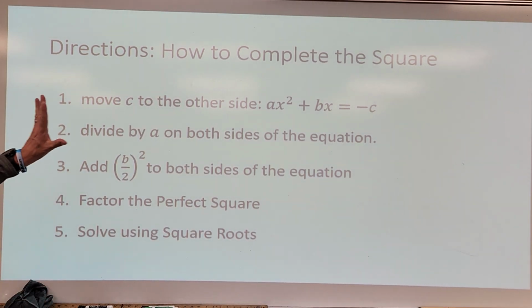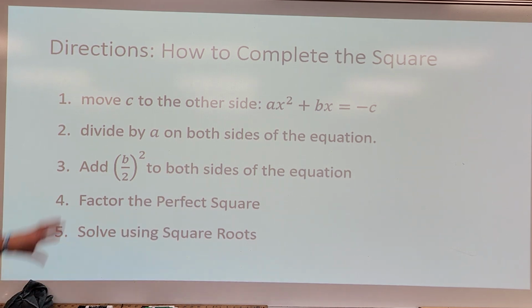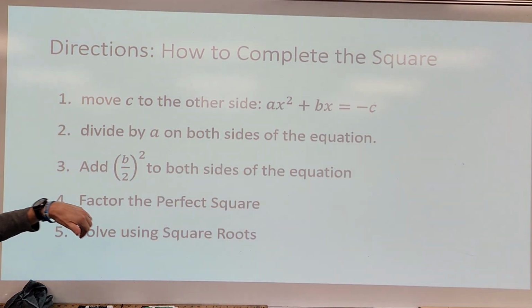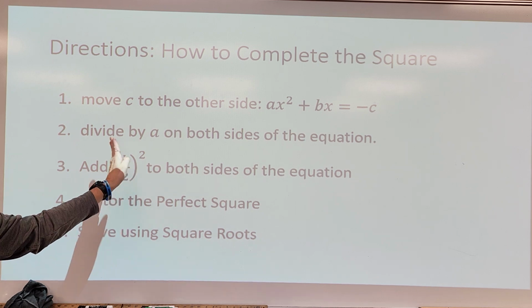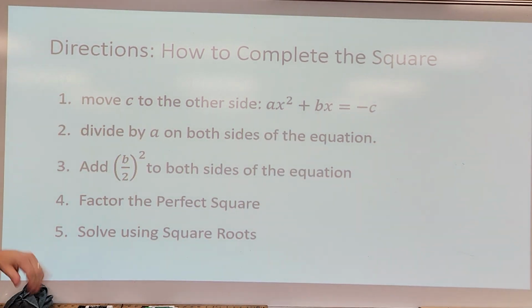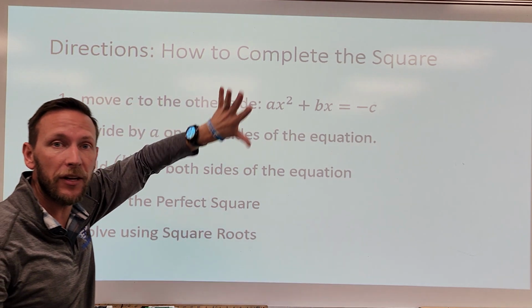So this is essentially our directions. Go ahead and copy those down. These are our step-by-step process to complete the square. We're going to move c to the other side of the equation. We're going to divide by a on both sides. We are going to add b divided by 2, whatever this number is, we're going to cut it in half and then square it. We're going to add that to both sides of the equation so that we have a perfect square on the left.